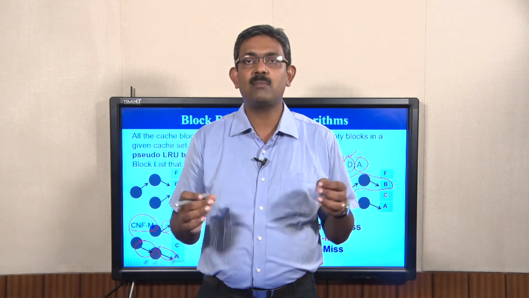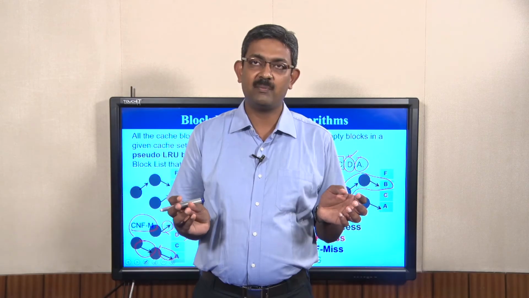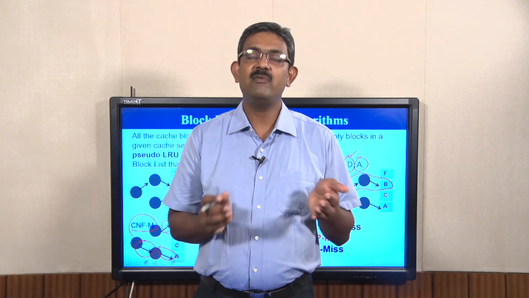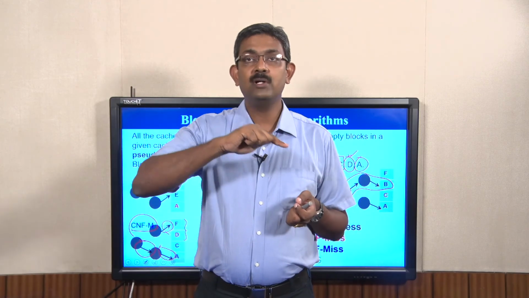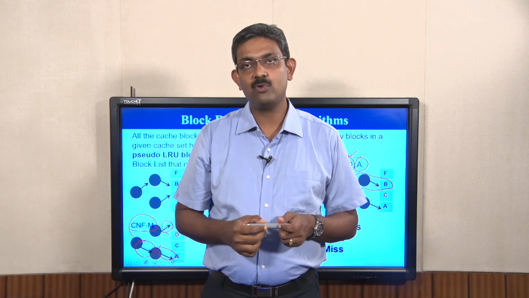So whenever a block replacement request comes, that means the cache is full, there is no place for the incoming one, we have to evict somebody. That is where you find the victim block. The victim block is found by traveling through the arrows. So right from the root, travel through the arrows, and that will be the pseudo LRU block.